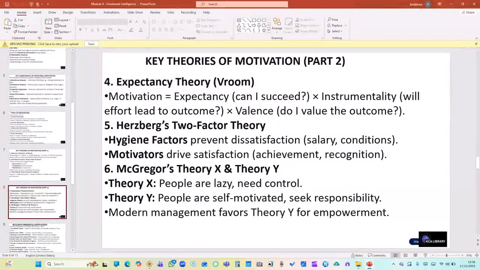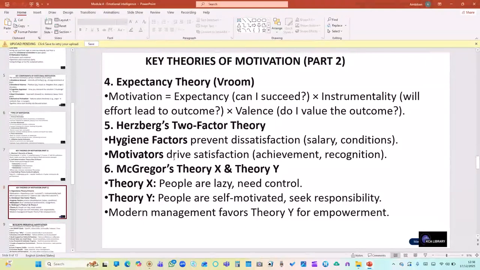We have Herzberg's two-factor theory, who propagated the theory into hygiene factors. He said that hygiene factors are the satisfiers which prevent dissatisfaction, like salary and conditions. Now we have motivators, which drive satisfaction, which is achievement and recognition. So he classified the factors of motivation into two: the motivators and hygiene factors. According to this theory, hygiene factors prevent dissatisfaction, while motivators are factors that bring in satisfaction.